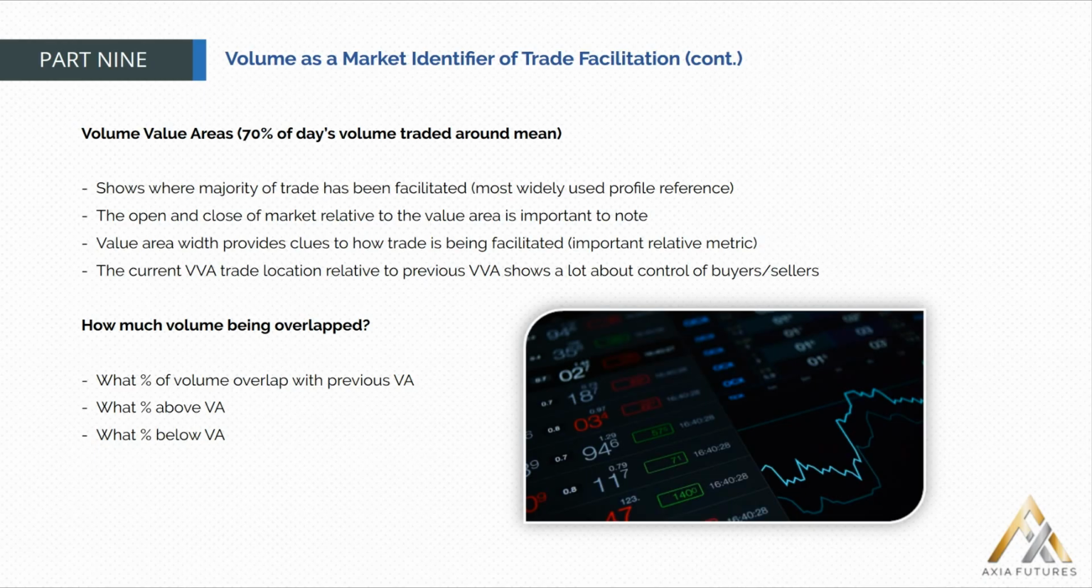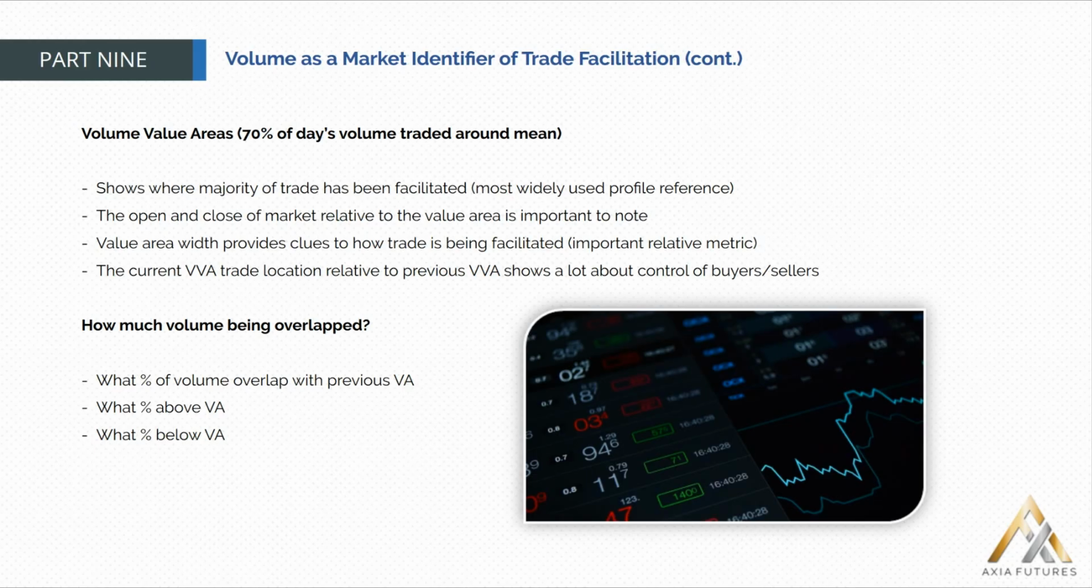If we have no overlap, it's telling us that buyers and sellers, whilst they transacted at one series of prices yesterday, are now transacting and accepting fair value at a new series of prices. This amount of overlap tells us a lot of information. It tells us a lot about the interaction between buyers and sellers and can give us vital clues about where price and value is likely to be accepted going forward.